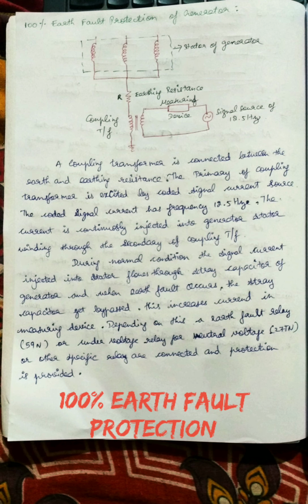So the coupling transformer, which is installed after the earthing resistance path, covers the total protection of your generator. Nowadays the frequency of this signal source which we are injecting is also varied according to the modifications, or according to the model or rating of the generator which the customer is using. So these are all the common protections carried out in our generators.